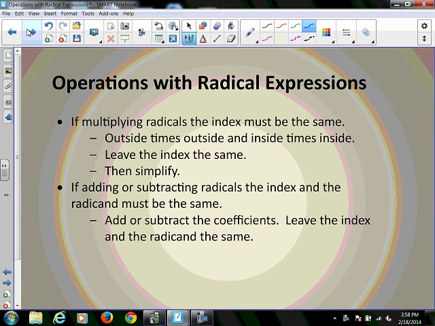If adding or subtracting radicals, the index and the radicand must be the same. Add or subtract the coefficients, leave the index and the radicand the same.